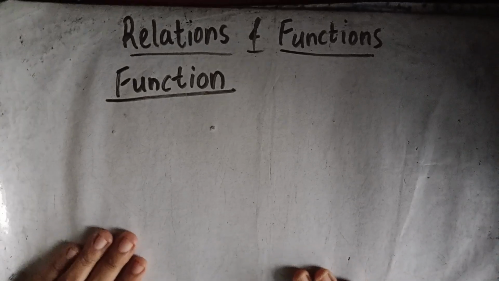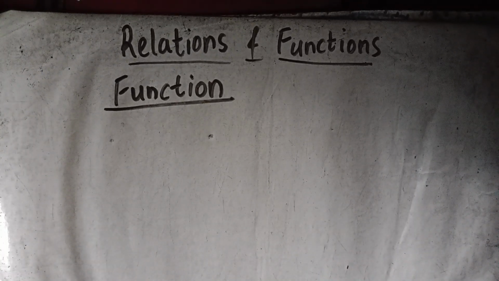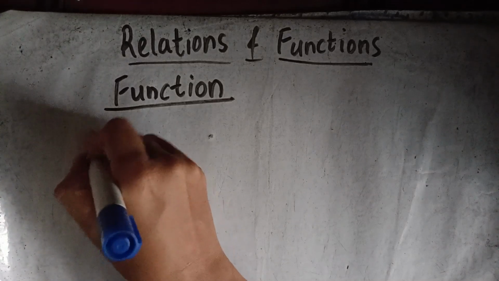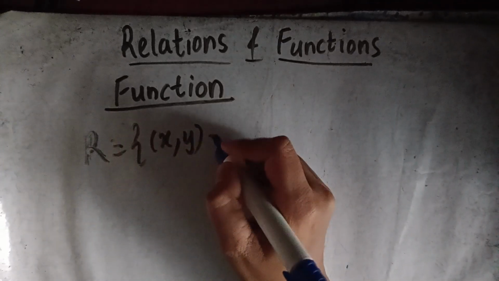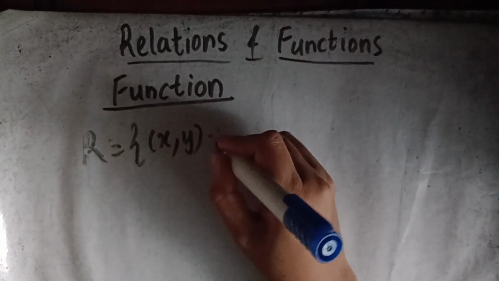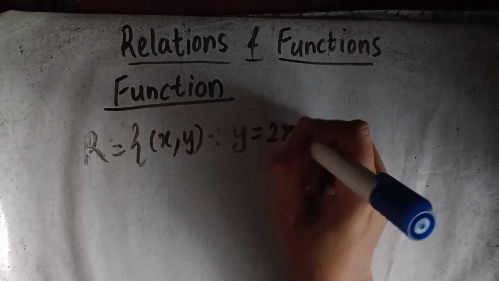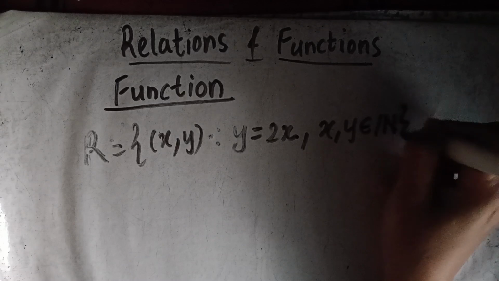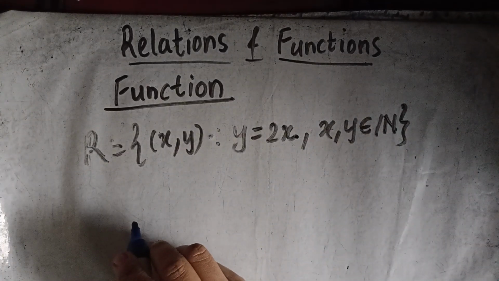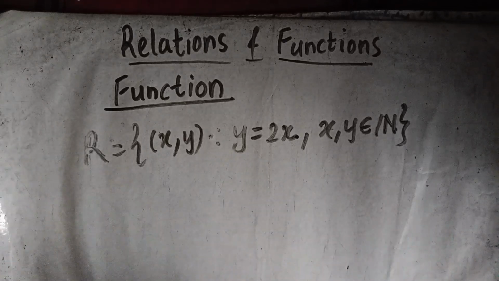Let's see some examples. Let N be the set of natural numbers and the relation R defined on N such that R is defined as the set of (x, y) such that y is equal to 2x, where x and y belong to the set of natural numbers. Now we have to check whether it is a function or not.